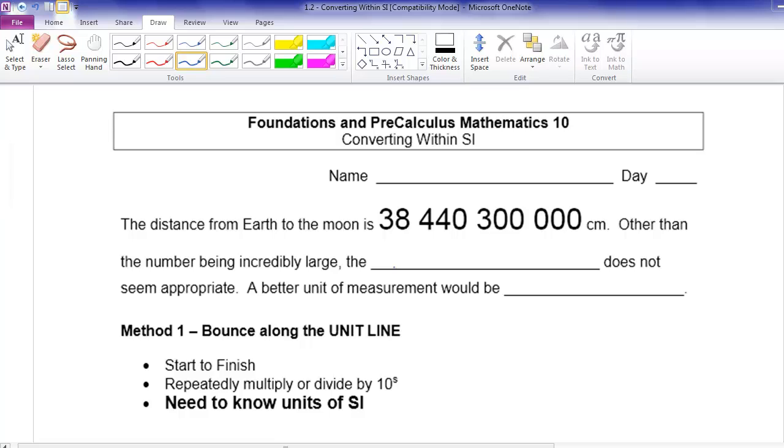Okay, today what we're going to do is look at converting within the metric system. Last day we looked at the different names for all the units of measurement, and today we're going to look at converting in between them.